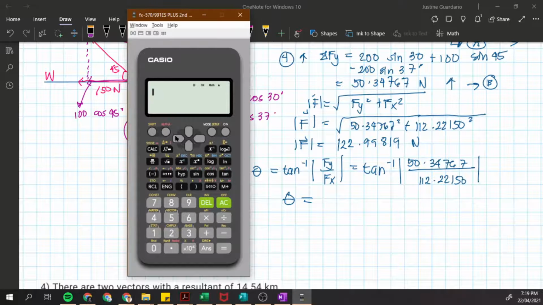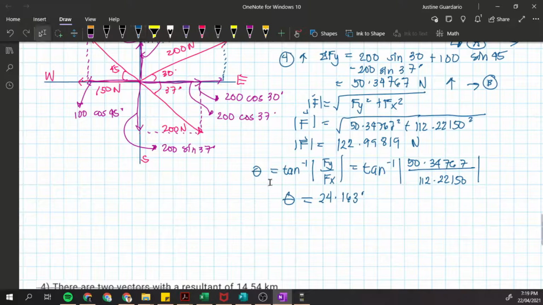Then, I have here the theta to be equal to, pwede ko lang i-utilize ulit yon. I'll get the arctan. So, my arctan is here on the yellow on my tangent. So, I'll just click shift, then click the tan para lumabas si arctan, and I'll input my 50.3476, which is stored in letter B, so alpha B, over alpha A. Okay, we can check that out kung ano yung mga nakastore sa B and A by just clicking calc. So, lalabas yan, yung B ko is 50.3476, then yung A ko is 112.22150. So, we have here an angle of 24.163 degrees.